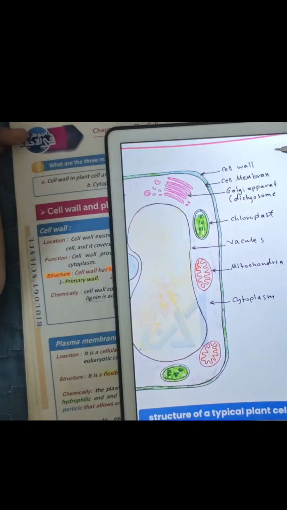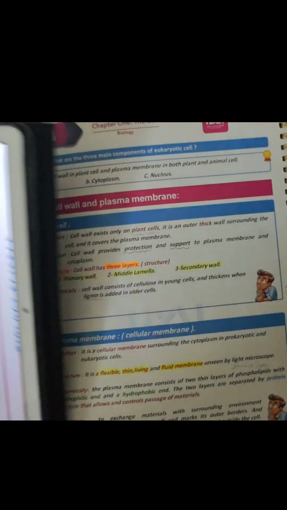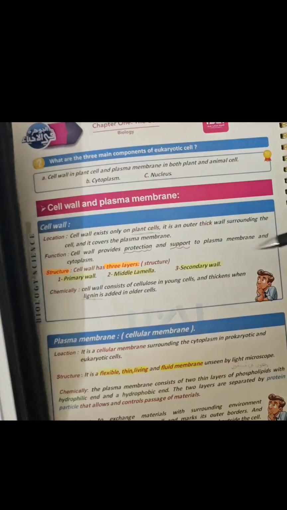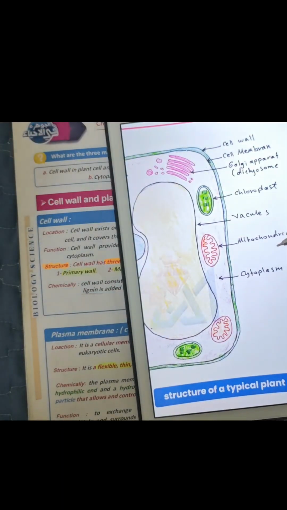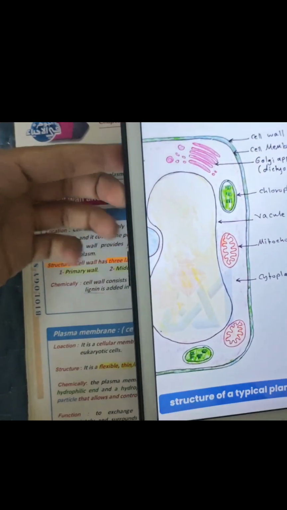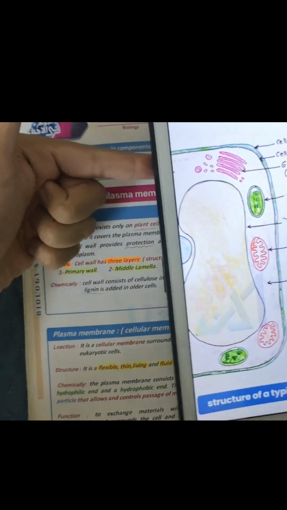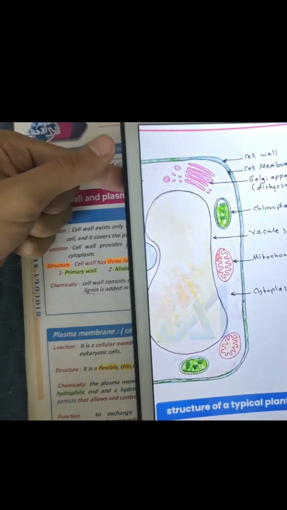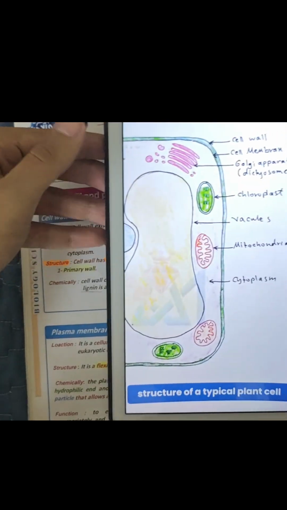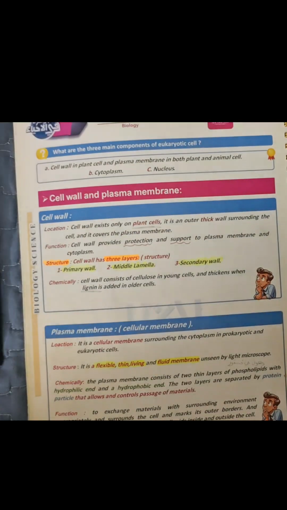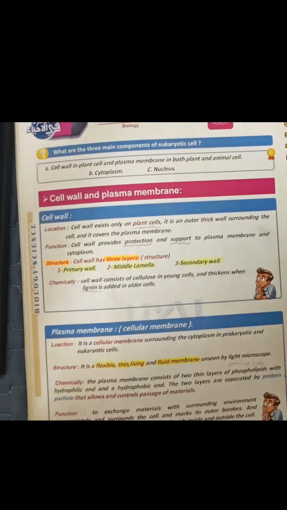Provides protection and support for the plasma membrane, as it said here, and cytoplasm. Yeah, that's pretty much it. I mean, this is cell wall. There's nothing really more to it. It's pretty simple. Sorry for the stutter.